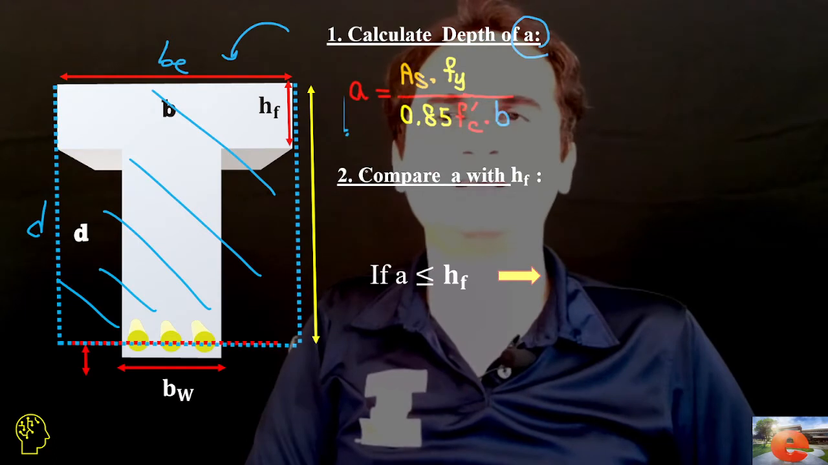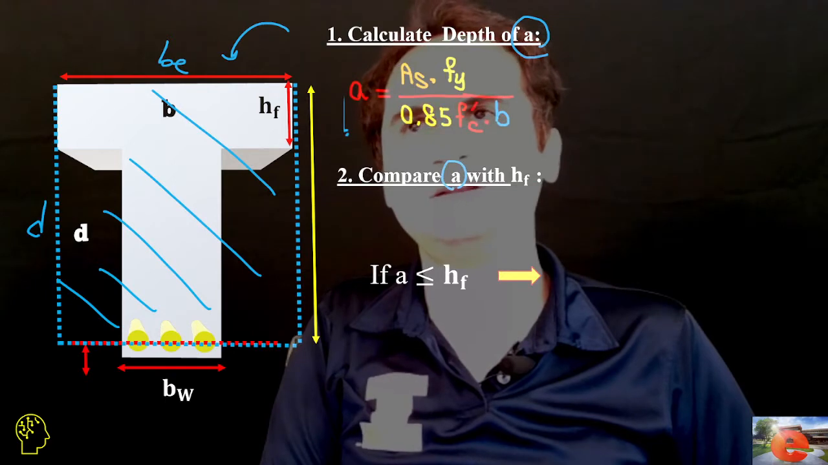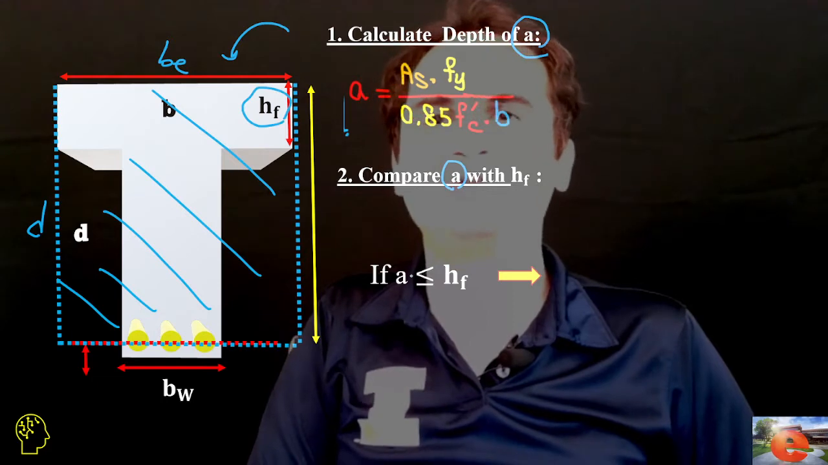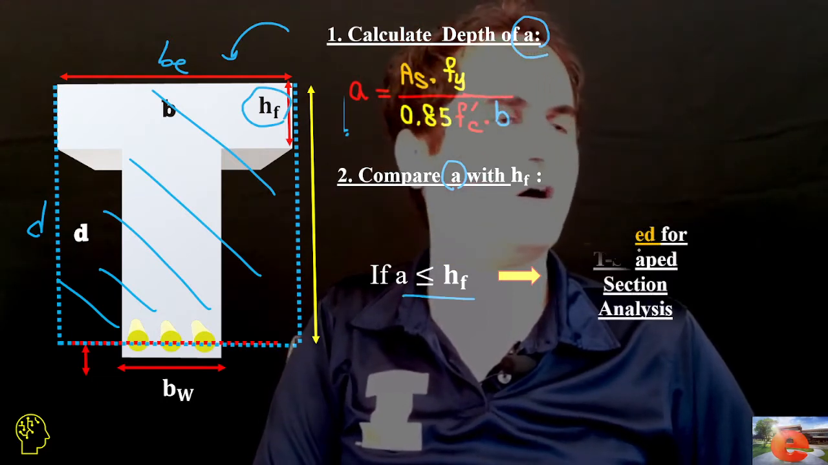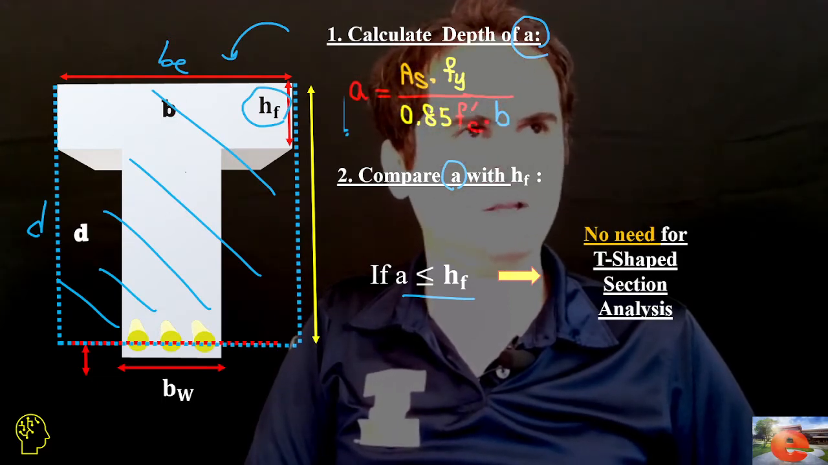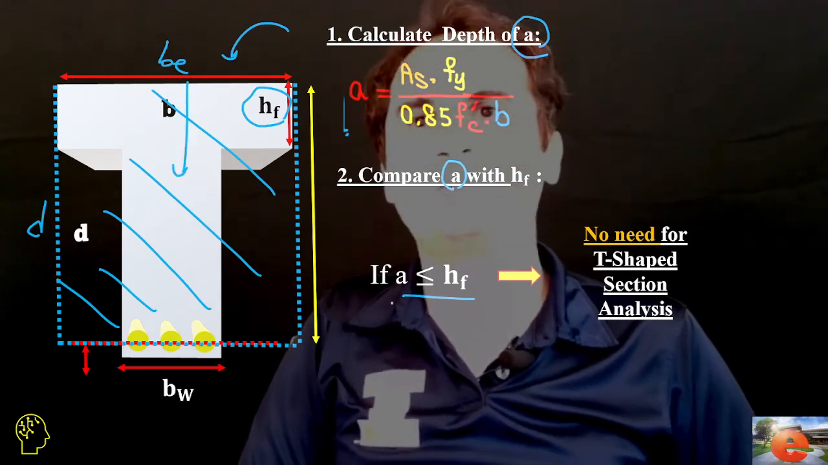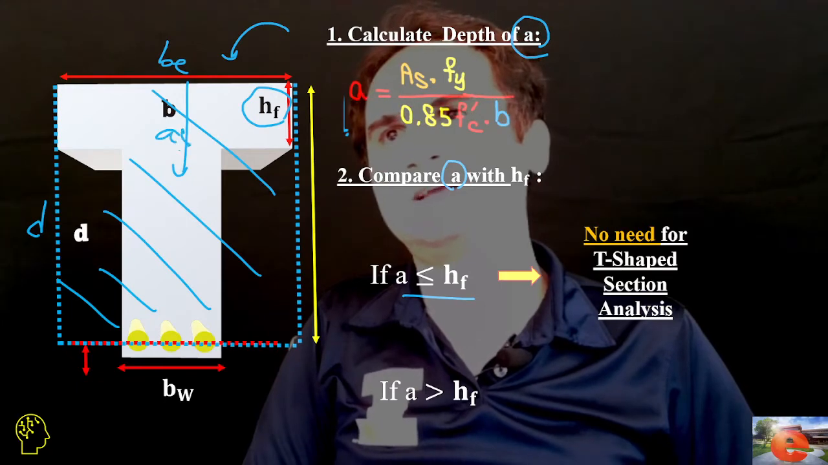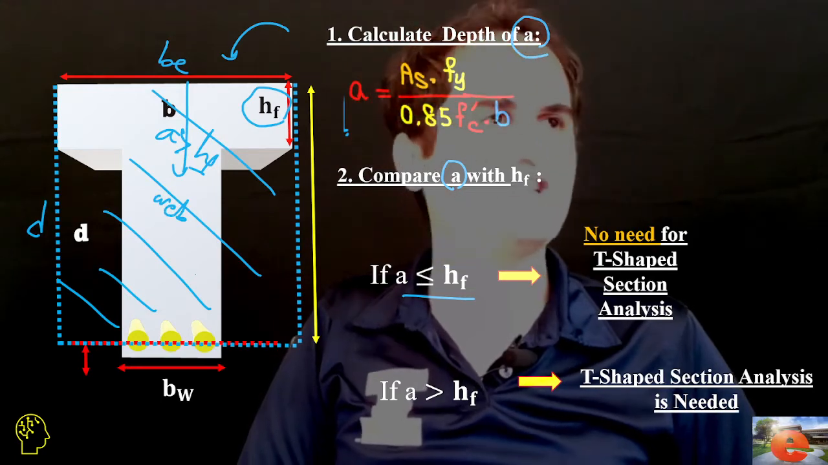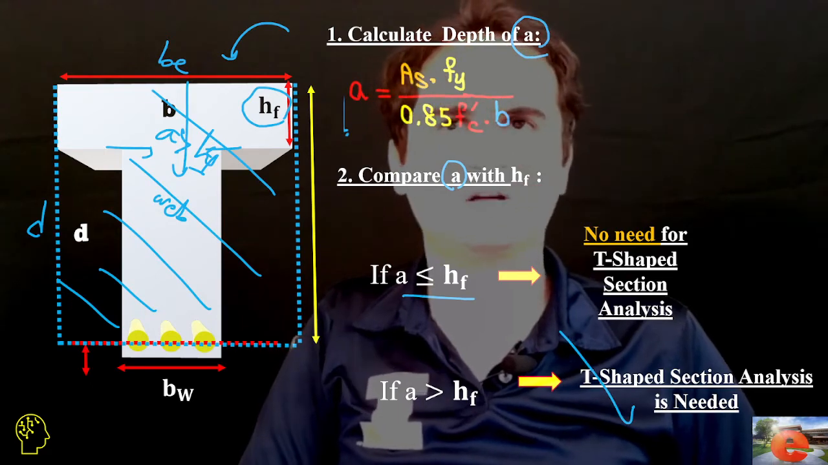So then the second stage is to make a comparison between your calculated A based off a rectangular section and the height of flange. If your A is less than the height of flange, there is no need to do anything in regards of a T-shaped section because you're not entering the web of the T-shaped section. But if your A exceeded the height of flange, it means you already entered the web of a T-shaped section, the narrower part of the section. So you need to do the analysis based off a T section.